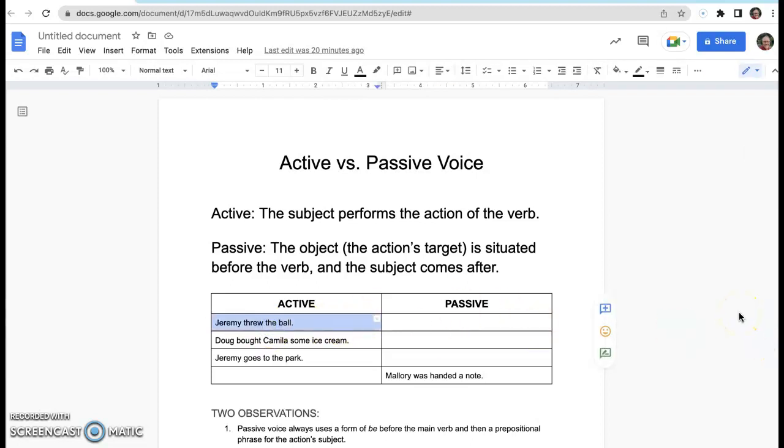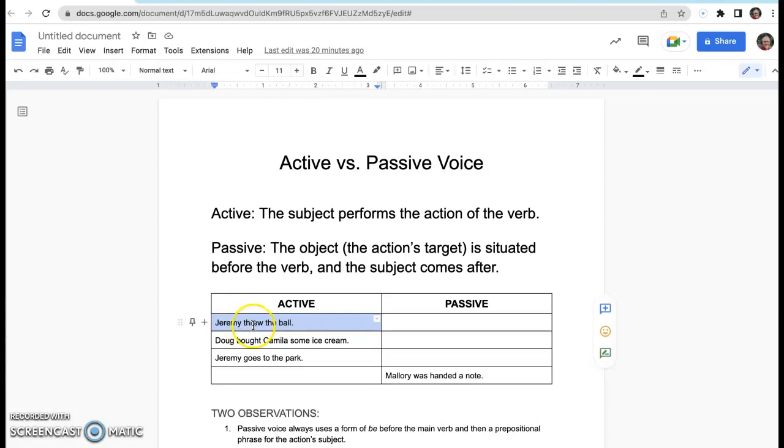Jeremy threw the ball. I always find it helpful to start with identifying the verb. In this case, we're looking at what is the word that's doing some kind of action or being something. Now, a little bit of a hint: in these examples, I'm only using what are called action verbs, so it's not any form of being. It's not a be verb. I'll show you an example of a be verb in a second. But in this case, the verb is going to be threw. This is an action that's being done.